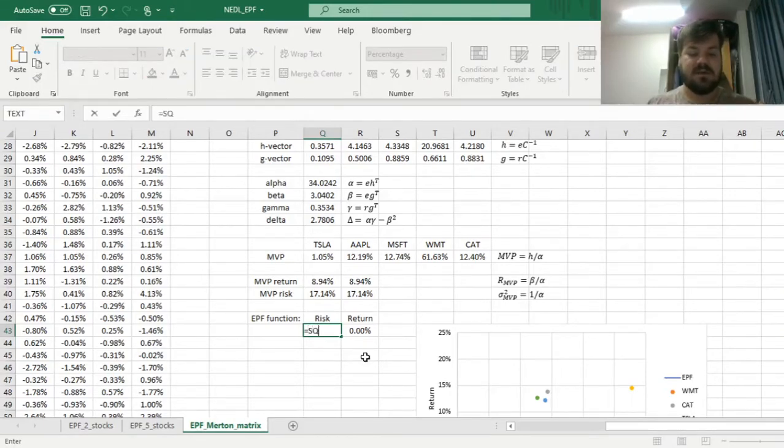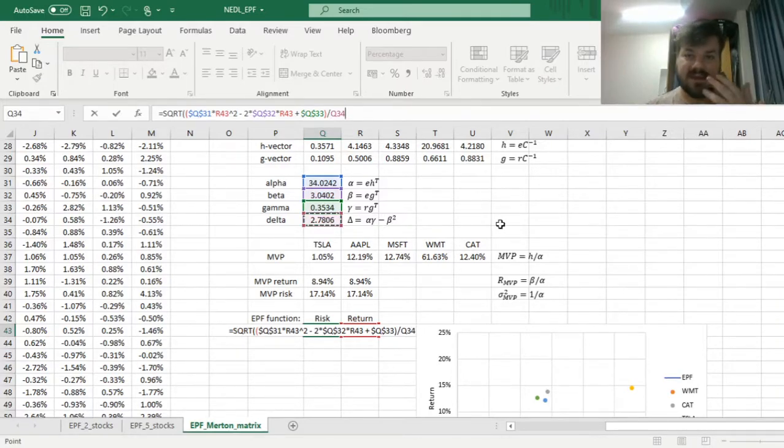So first of all, square root, and then we need to take the square root of a ratio, of a fraction. So in the numerator, we would have alpha and we lock that because we want to enforce the same function for a number of expected returns, times our expected return squared minus 2 times beta, and lock the beta again, times the expected return, plus gamma, and gamma should be locked again, and that's the numerator. The denominator is just delta, and that's why we calculated it separately over here, and we lock delta as well, and we close the parentheses and enforce this formula using just enter.